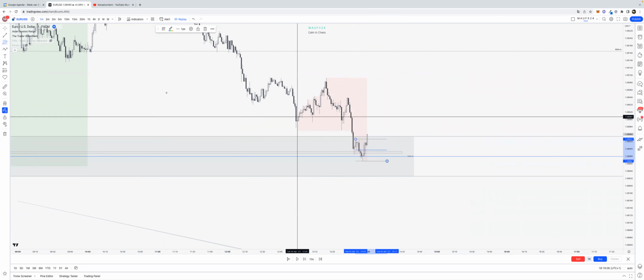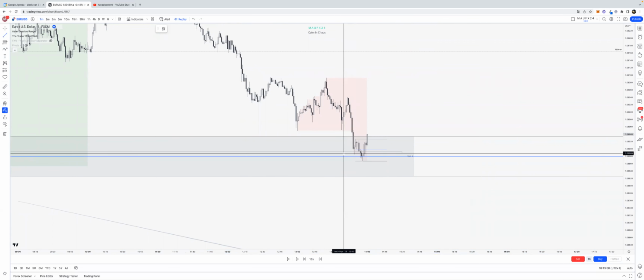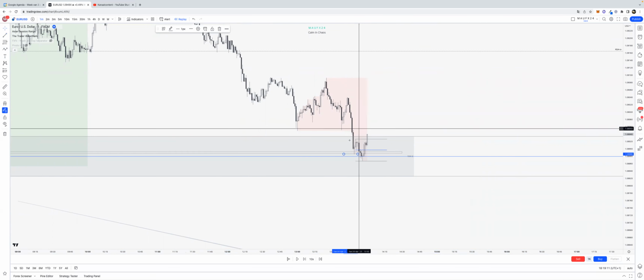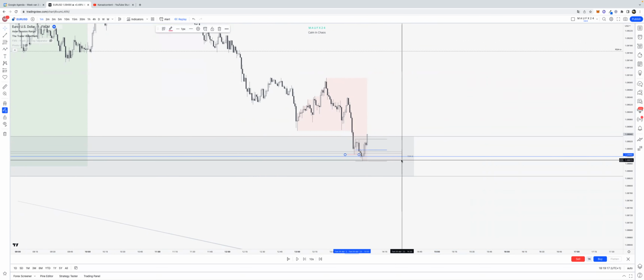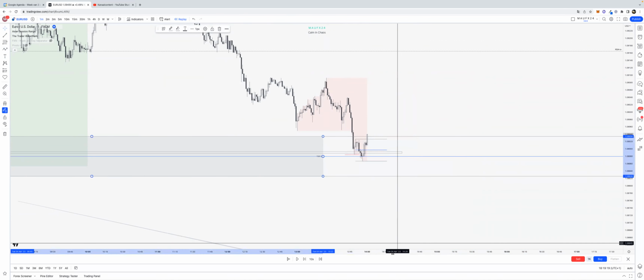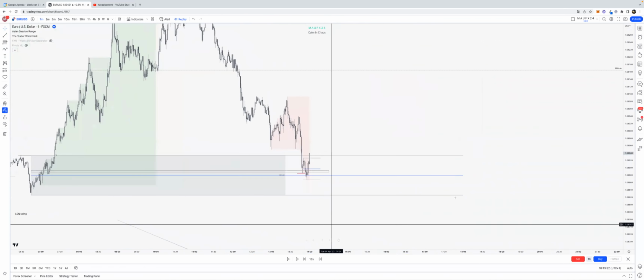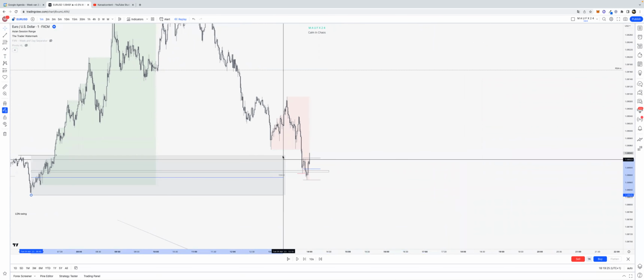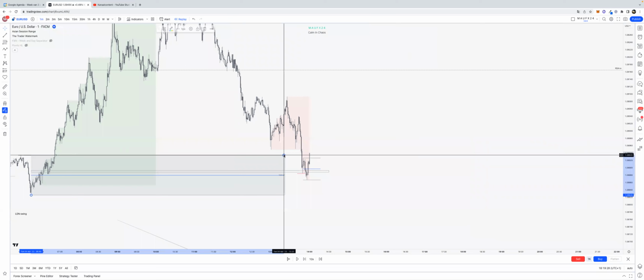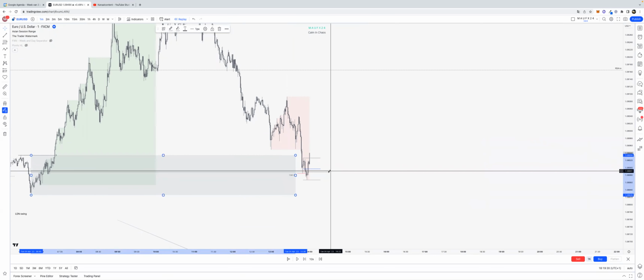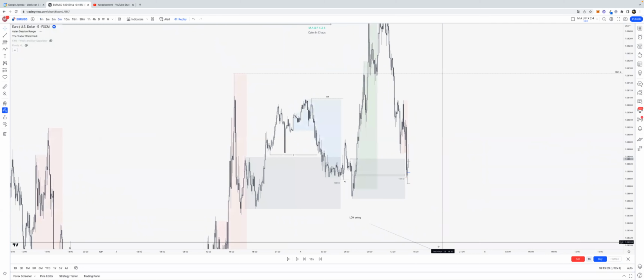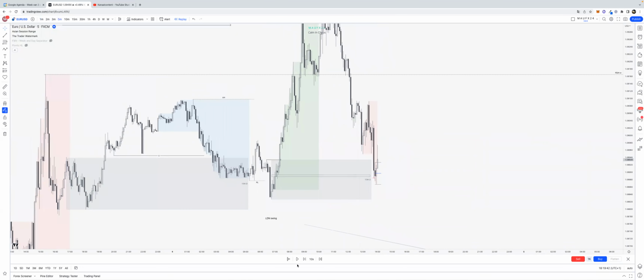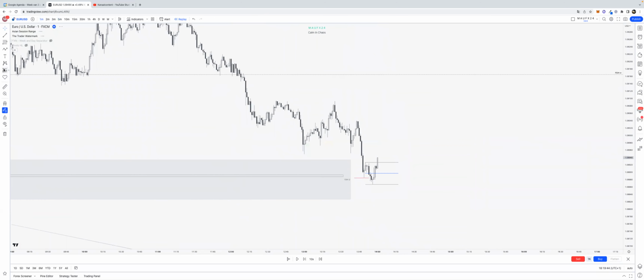We got our demand, we got our liquidity being taken. Where's my equals? So we get that sweep. Now let's clean up this, and let's clean up this. So we know that we tapped into that 50%. Then we got a nice swing break. On the 5 minutes, a bit hard, but on the 1 minute, we got it.